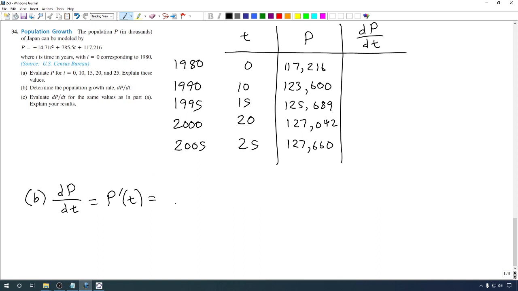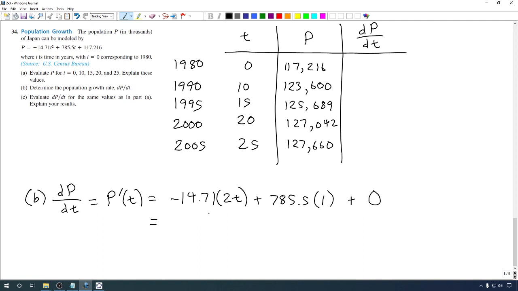Now this is a polynomial. We take it term by term. We start with the negative 14.71 times t squared. We take the derivative of t squared. Of course, we've done that a couple times already in this video. So that becomes a 2t. Then we have the 785.5 times the derivative of t. Derivative of t is just 1. And then finally, the derivative of this constant value at the end is just 0.